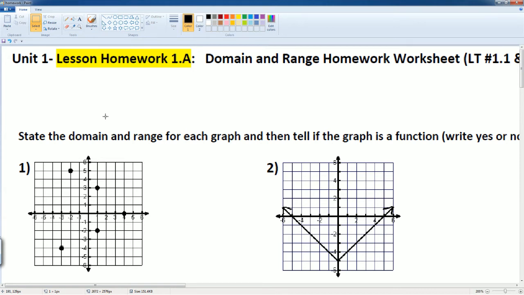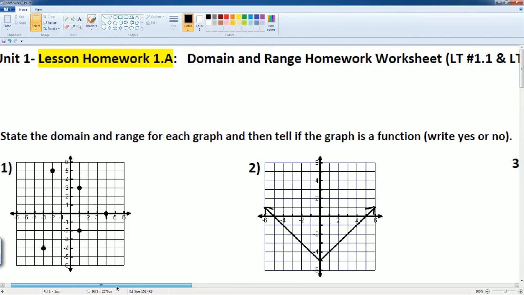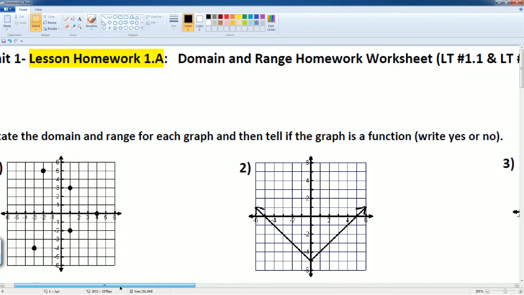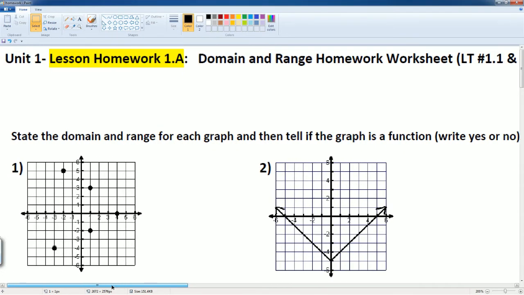Welcome to the homework solution tutorial on lesson 1A, the domain and range. The question asks us to state the domain and range for each graph and then tell if that graph is a function, write yes or no.